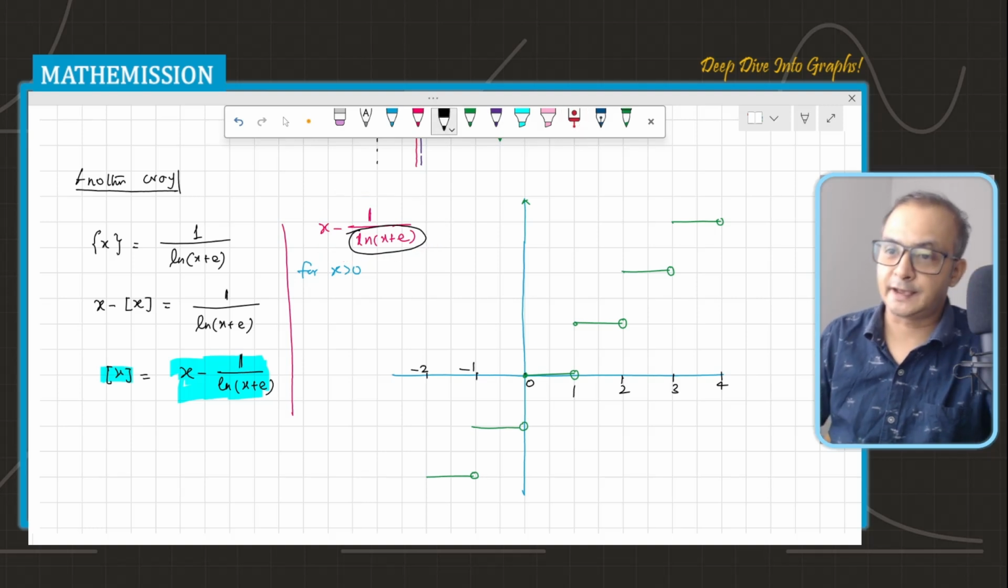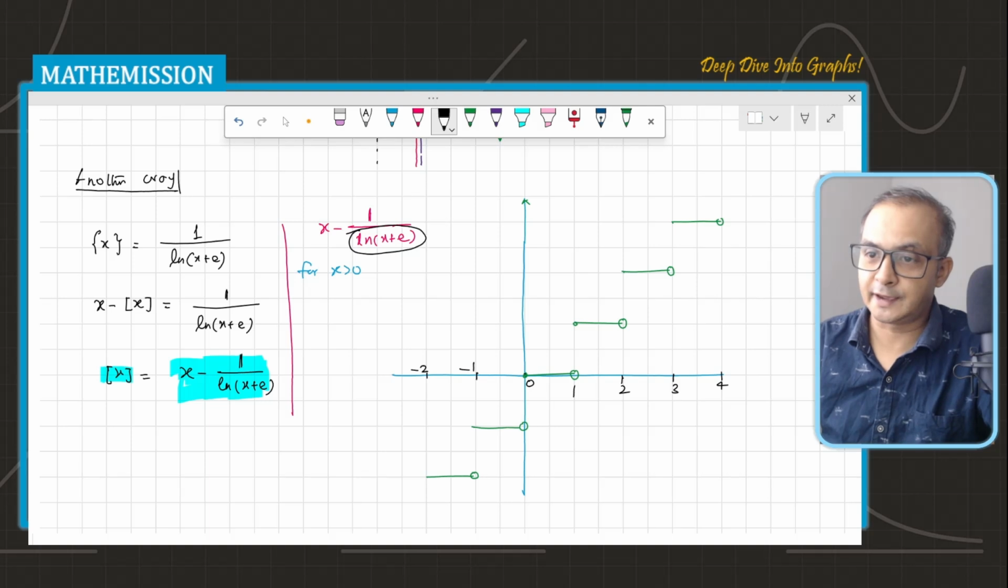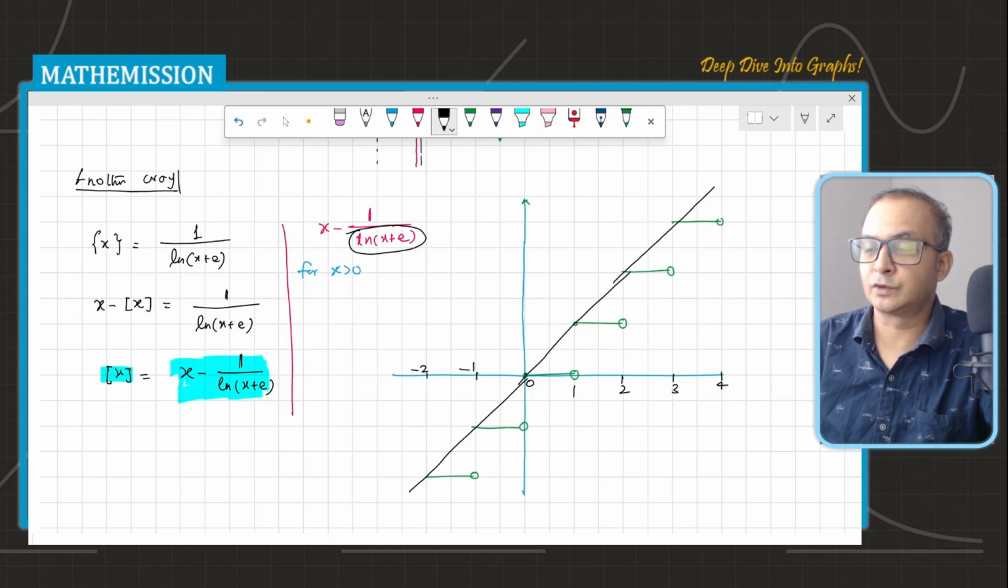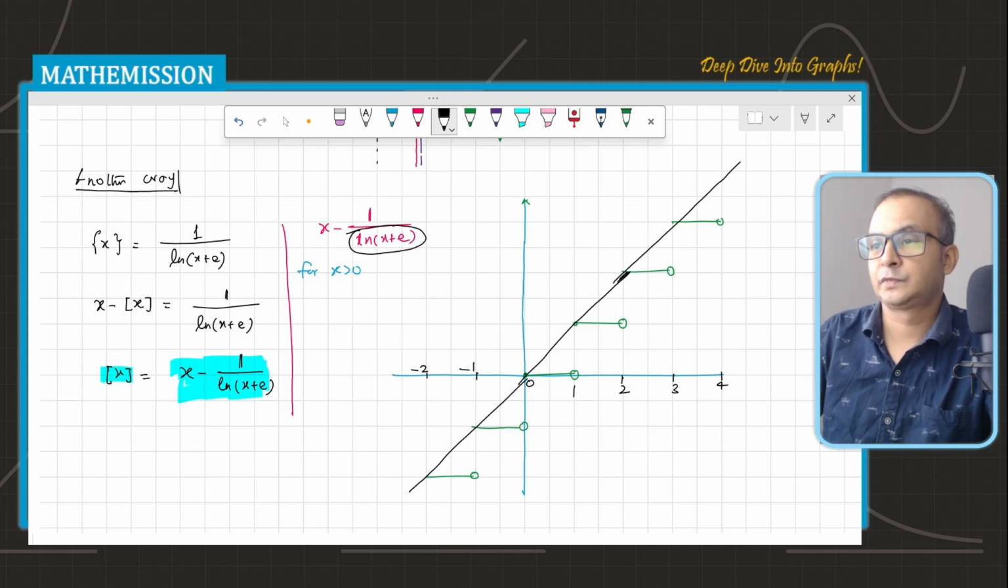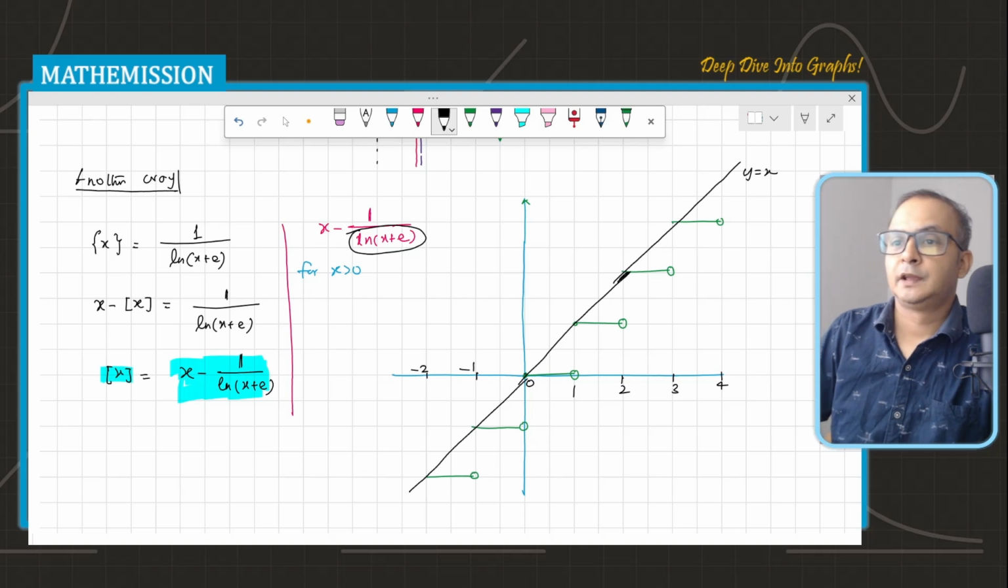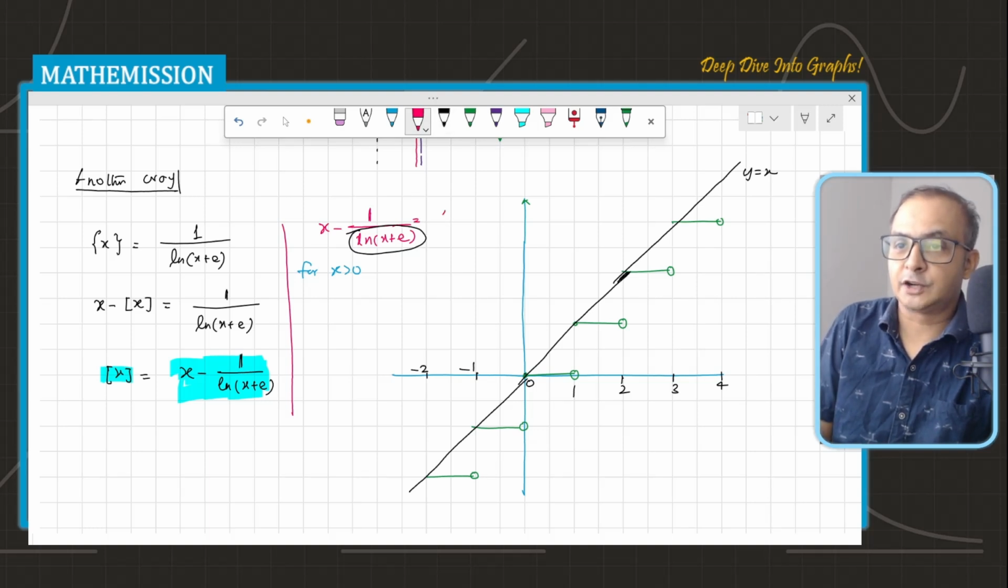And where is this x? So let me draw the line x. So this is a line. I have y is equal to x. It means that whenever x is greater than 0, let's say this is a function f(x).